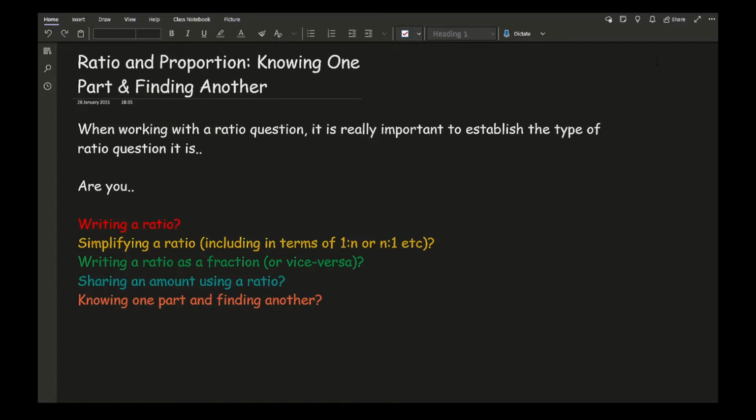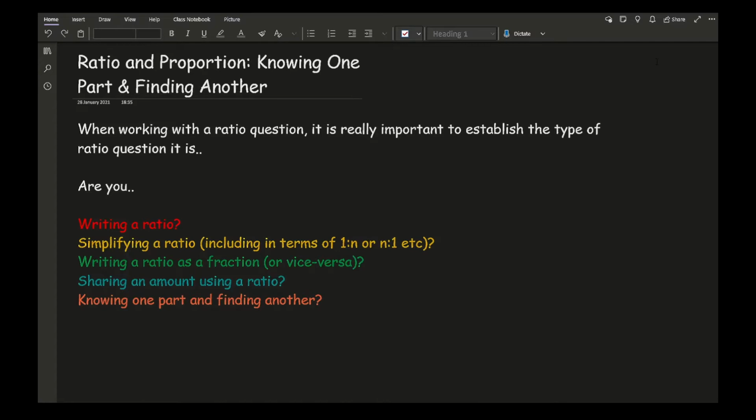Are you simplifying a ratio or writing it in terms of 1 to n or n to 1? Are you writing a ratio as a fraction or vice versa? Are you showing an amount using a ratio, or are you knowing one part and trying to find another? Now there are other variations of ratio questions you might get asked, but I would say the ones you can see on your screen are probably the ones you're most likely to face in a maths exam.